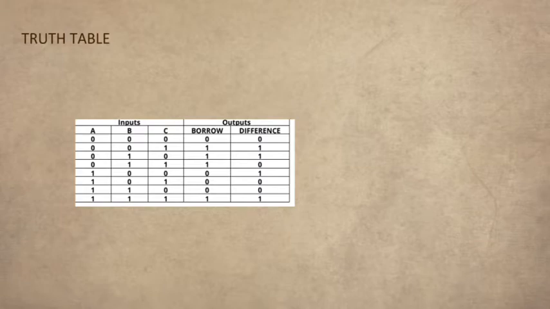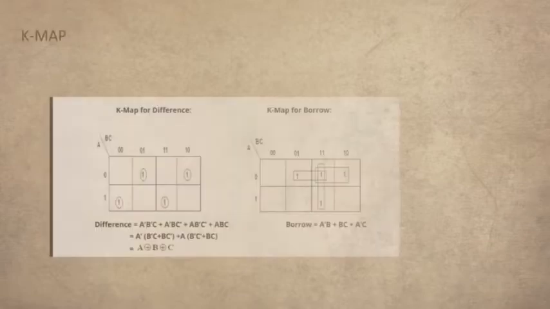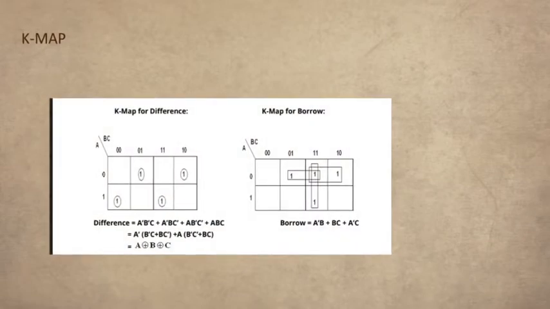The components we require are 2 AND gate IC number 7408, 2 XOR gate IC number 7486, 1 NOT gate IC number 7404, 2 OR gate IC number 7432.